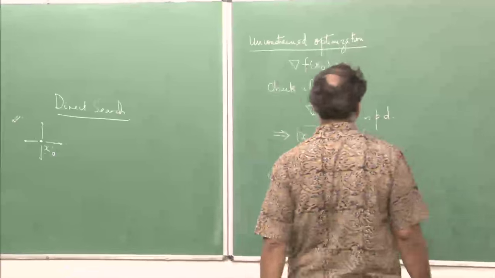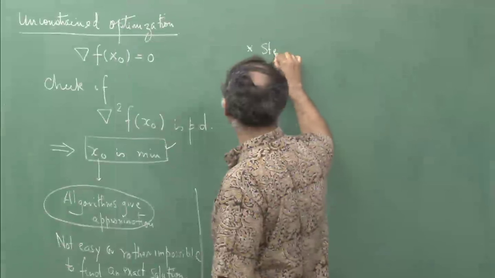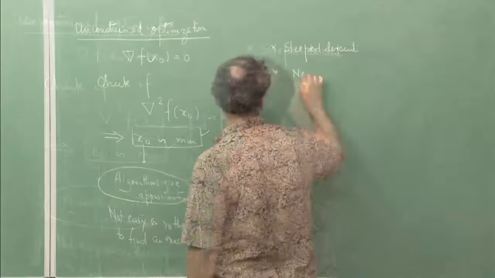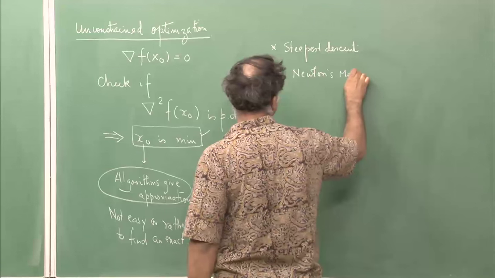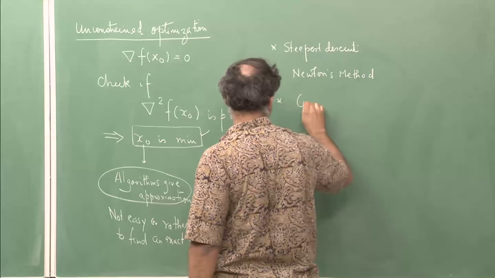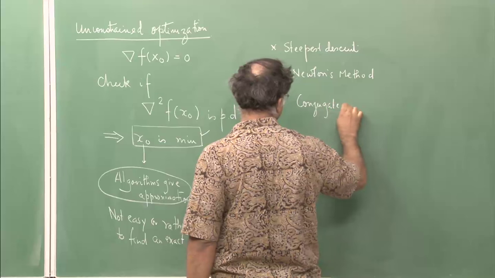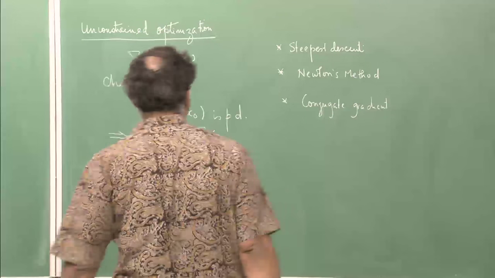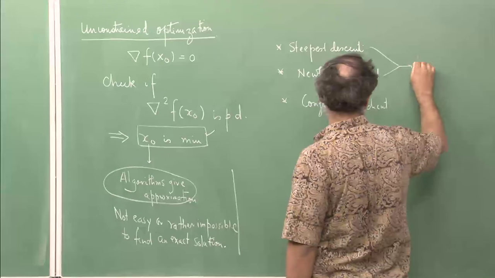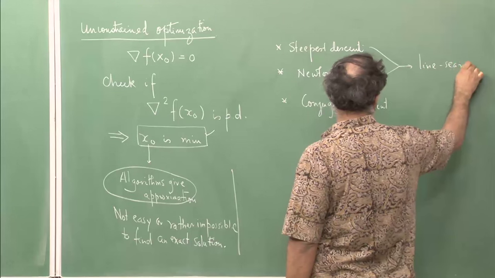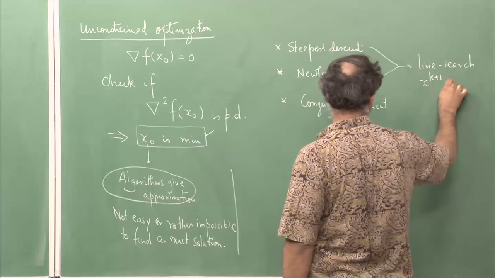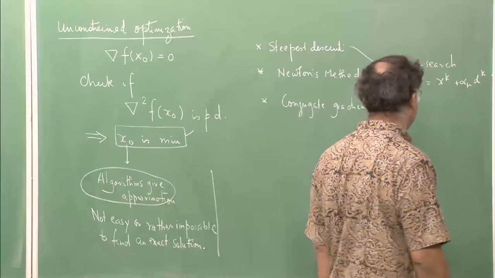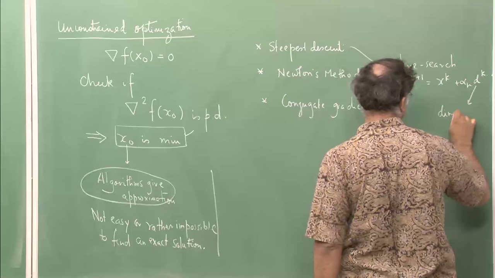Now, the algorithms that we did were largely steepest descent. We spoke about Newton's method. We spoke about the conjugate gradient method. I want you to recollect that the first two are line search methods. That means these can be written as x k plus 1 equals x k plus alpha k d k, where d k is a direction of descent, and you know what is the direction of descent.